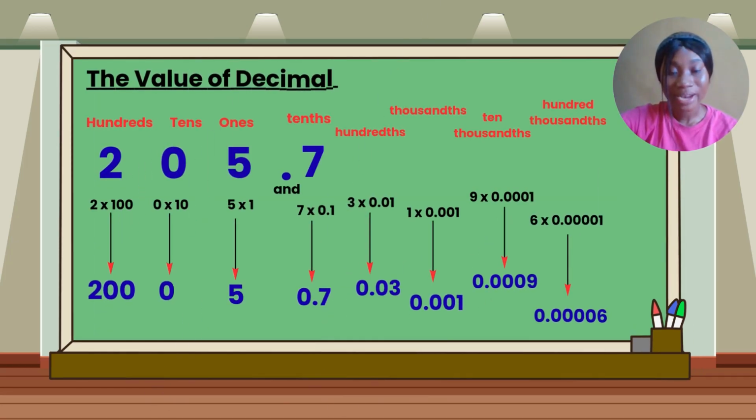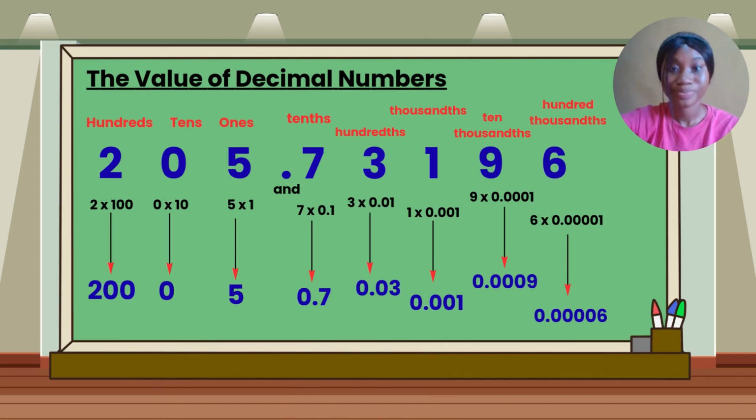So now let's look at the value of decimal numbers. So we have 205.73196. Remember I told you to call it one digit after the other, don't call it together. So 205.73196. I have whole number parts and I have decimal number parts. The decimal number part comes after that dot called the decimal point. So starting from the whole number part, my smallest position is what? The ones place. And what number do I have in the ones position? I have 5. So remember that 5 times 1 gives me 5.